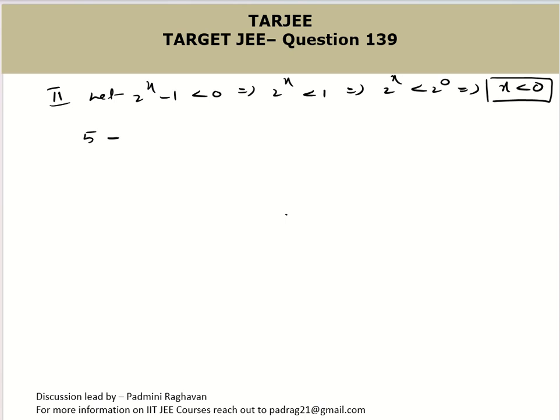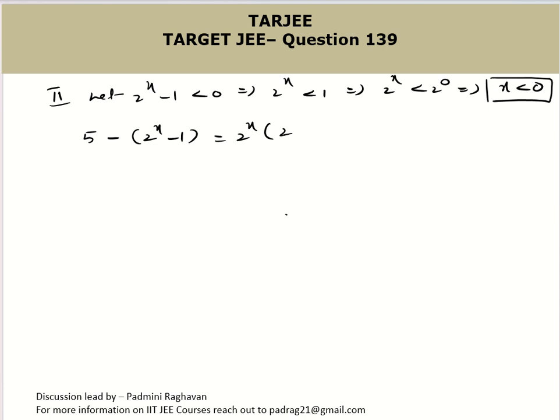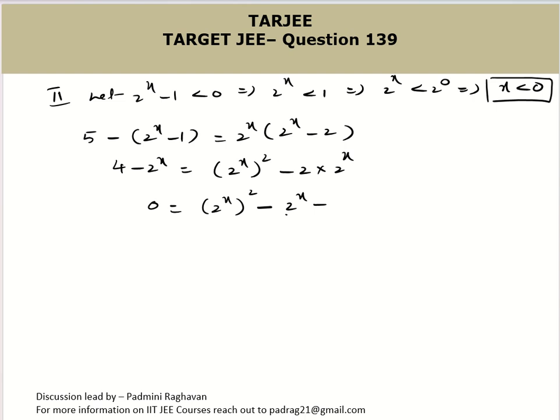So it becomes 5 - (2^x - 1) = 2^x(2^x - 2). This is nothing but 6 - 2^x = (2^x)^2 - 2 × 2^x. Take all terms to one side. It gives me (2^x)^2 - 2^x - 6 = 0, since it is 5 + 1, so it is 6.